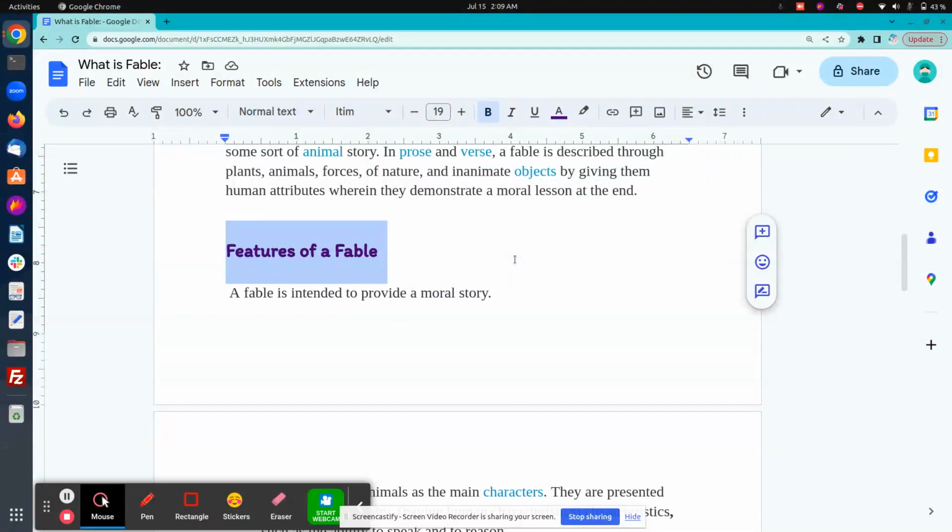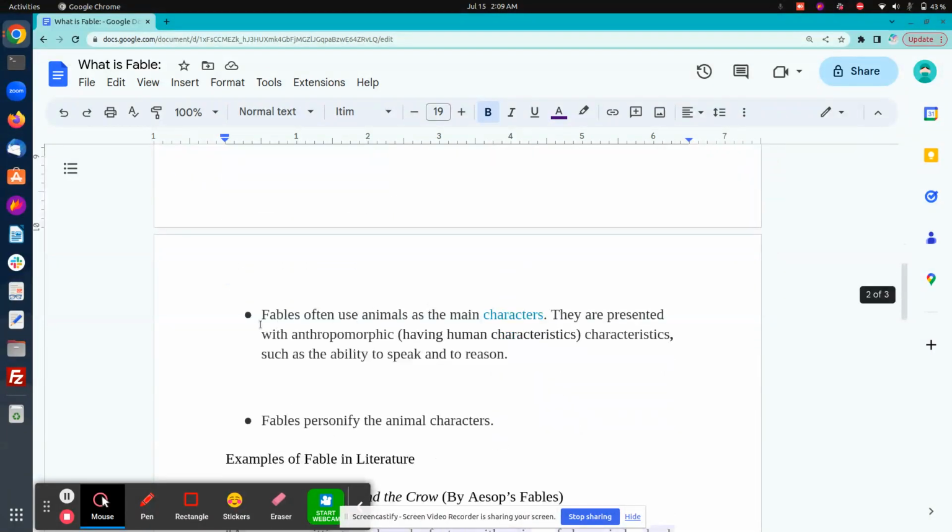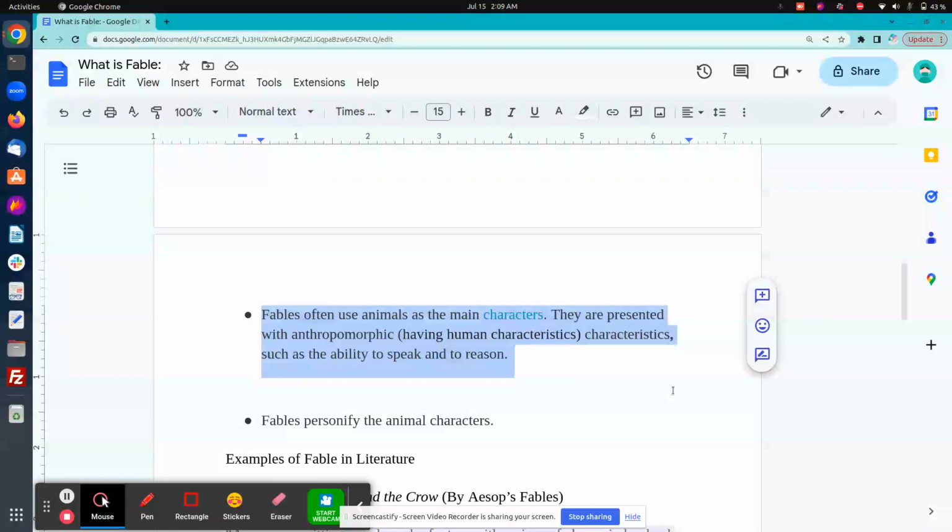All right, so let's jump into the features of a fable. A fable is intended to provide a moral story. Again, fables often use animals as the main characters. They are presented with anthropomorphic characteristics. Anthropomorphic means having human characteristics, such as the ability to speak and to reason, to give a logical reason, to talk, to act in a human way, to be very human-like.